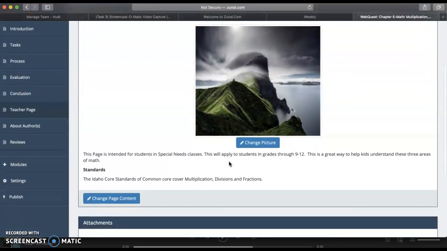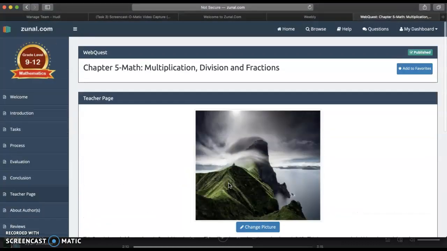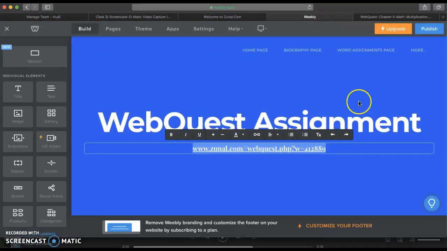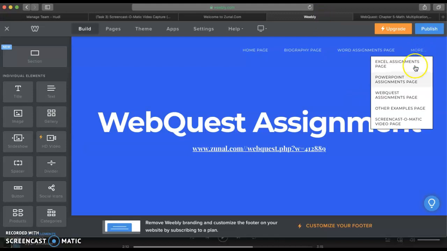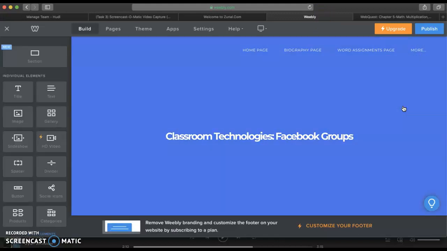And this is my teacher page. So standards of the Idaho Common Core is multiplication, division, and fractions. Go back to the Weebly real quick. So this is the other example.